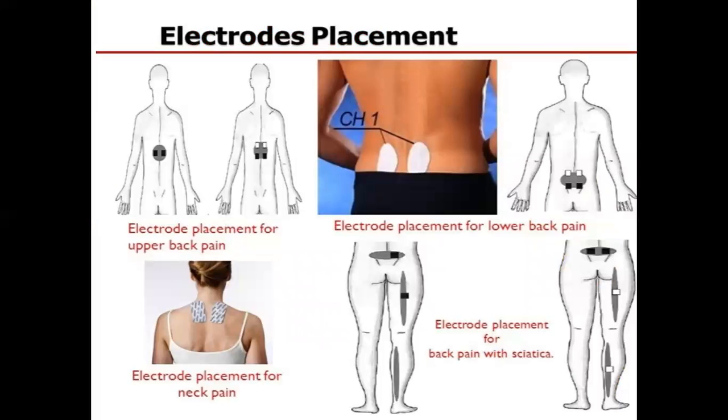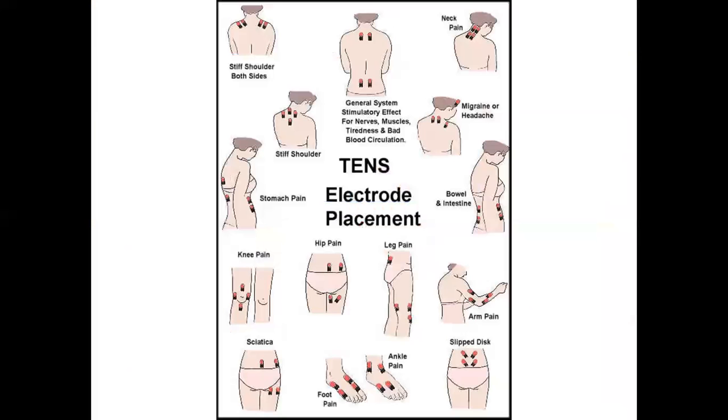The electrode placement could be like this for back pain, for lower back, for upper back, neck. Here you can see for the stiff shoulder, blood circulation, neck pain, leg pain, hip pain, sciatica, the ankle pain, and slip test. This is all for the TENS.